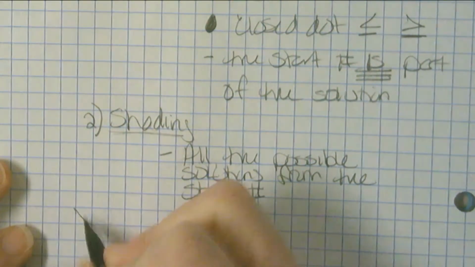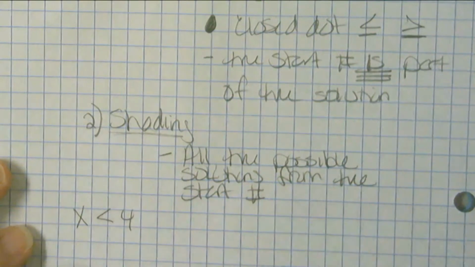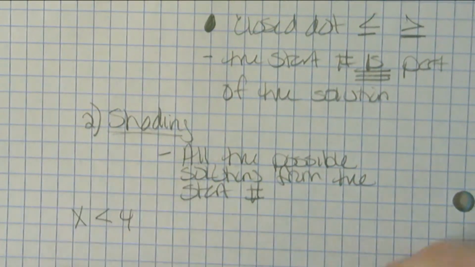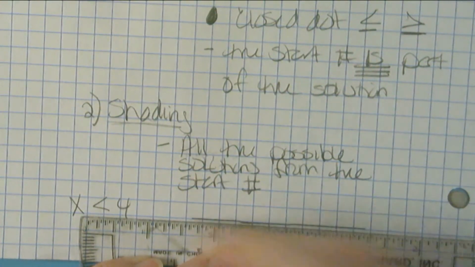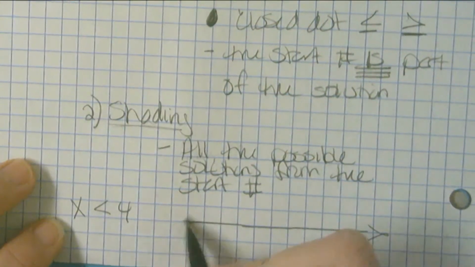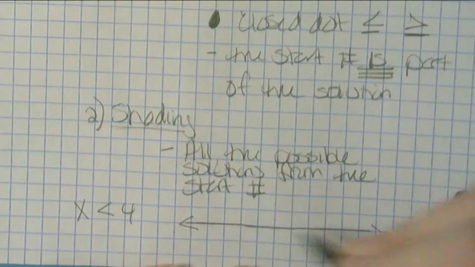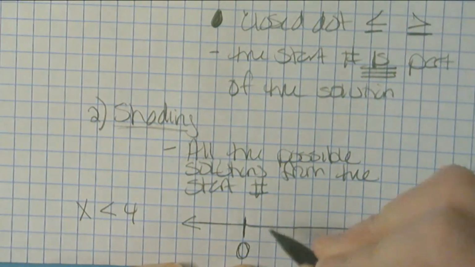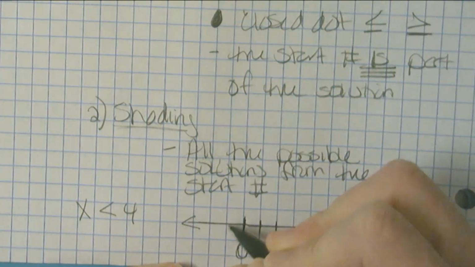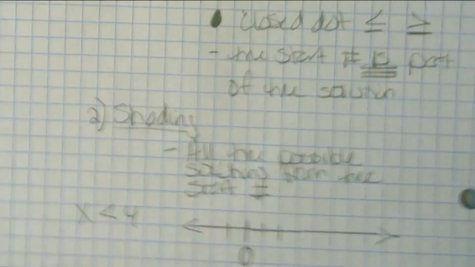So if we look at x is less than 4, I'm just going to do that right here underneath all of this. I have my number line. I try and always find my 0 so I can figure out where I am, and also so I know what I'm counting by. Please draw the number line.